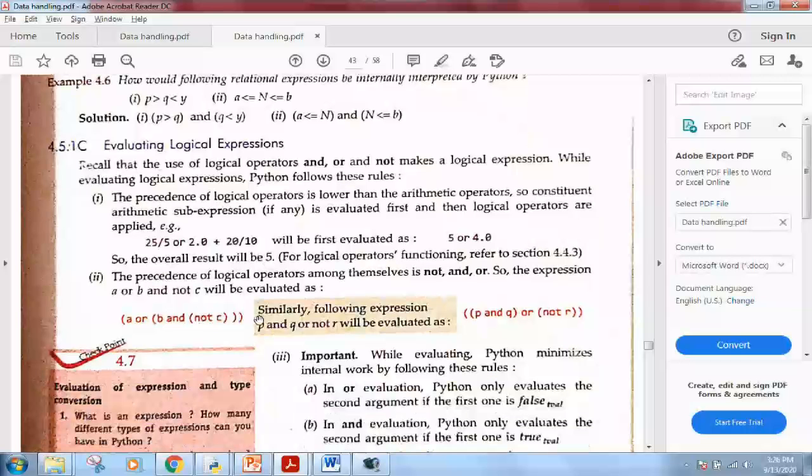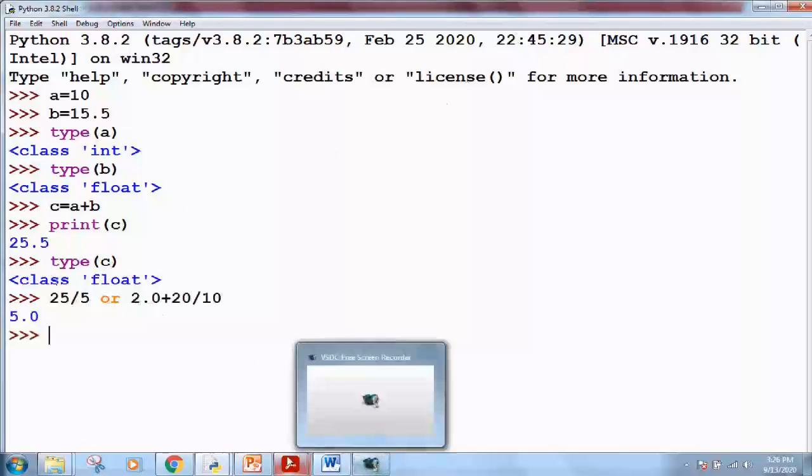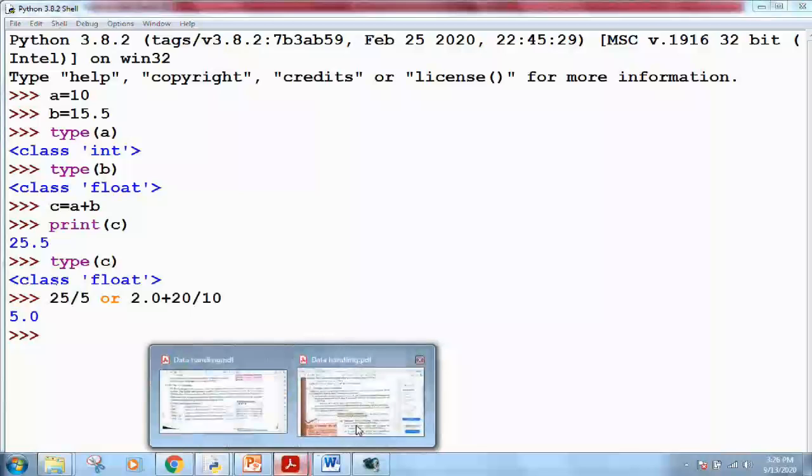Okay, we can do this in our Python shell. 25 divided by 5 or 2.0 plus 20 divided by 10. Okay, so we are getting the answer 5.0. If x is true then x is the result. I think that is the case. Okay, so have you understood?